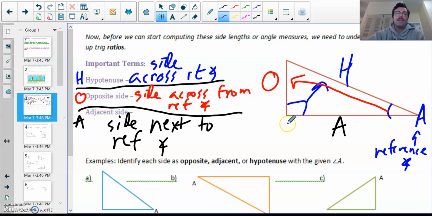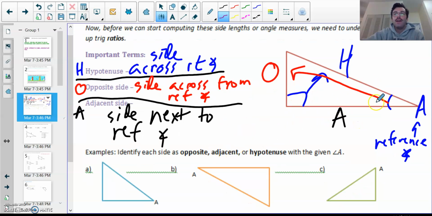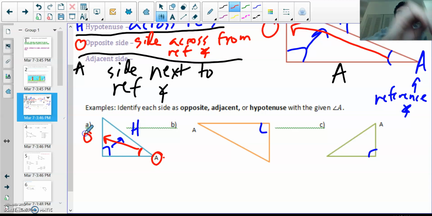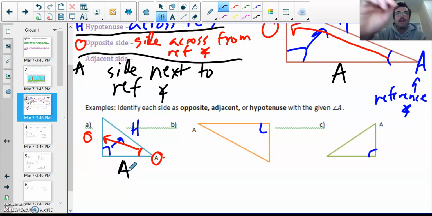When I label my sides O, A, and H, I always start with H, then move to O, and then do A last. Here's my right angle, so I know that this side is automatically the H. The side across from the reference angle, angle A, is the opposite. What's left over, this bottom side, is my adjacent side. Whenever you're solving these types of problems, make sure to label your side lengths. Again, there's my right angle, and the side straight across from it is my hypotenuse.